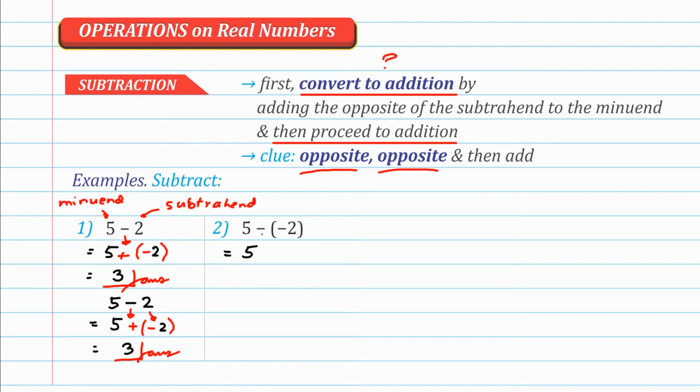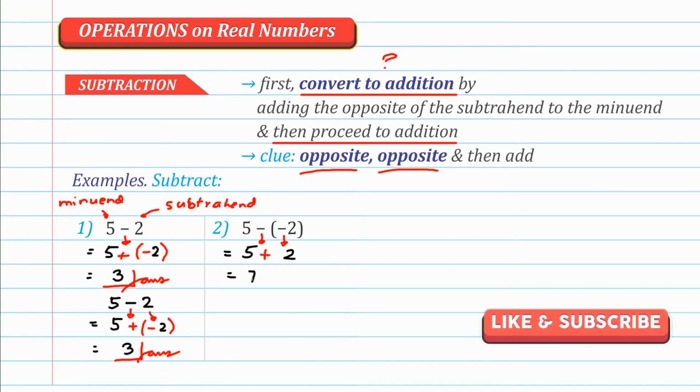convert opposite. What's the opposite of minus? It's plus. What's the opposite of negative 2? It's positive 2. So we simply write 2. Ulit, opposite of minus is plus. Opposite of negative, it's positive. Therefore, we end up with just 5 plus 2, which is equal to 7. Okay, opposite, opposite.